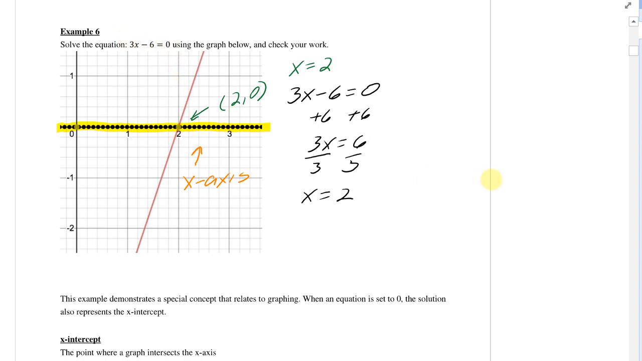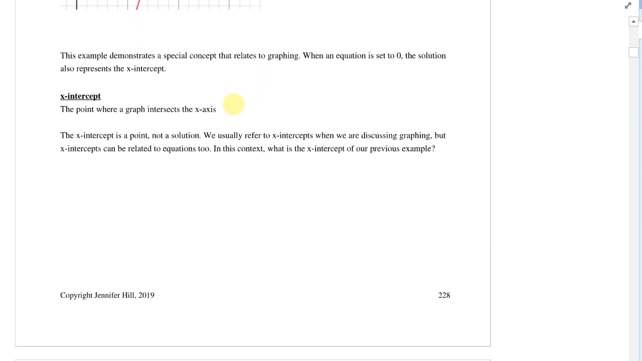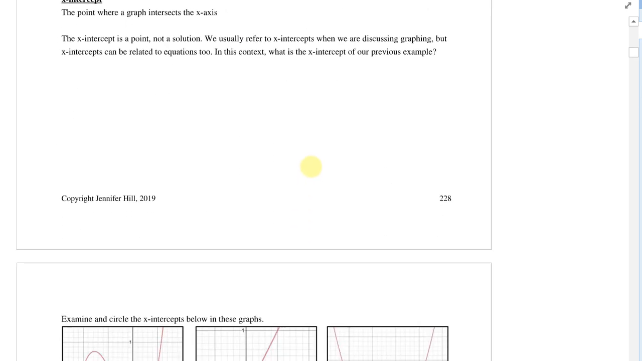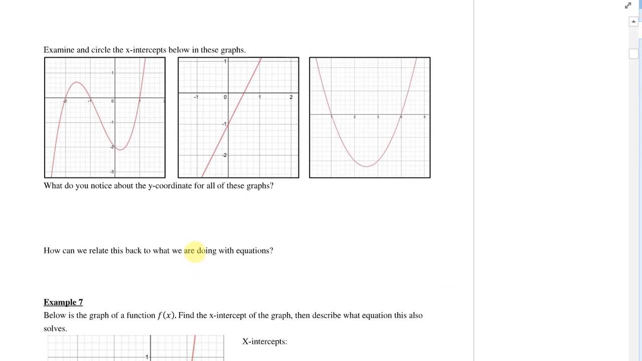So I'm going to introduce now a different concept. The x-intercept is very simple. It's the point where a graph intersects the x-axis. And it is a point. It's not technically a solution, but we can leverage it to make a solution. So I want to talk a little bit more about the x-axis. Let's go to the next page.